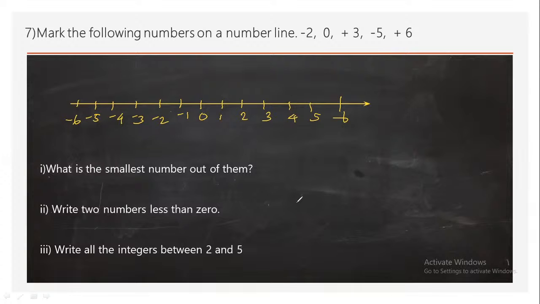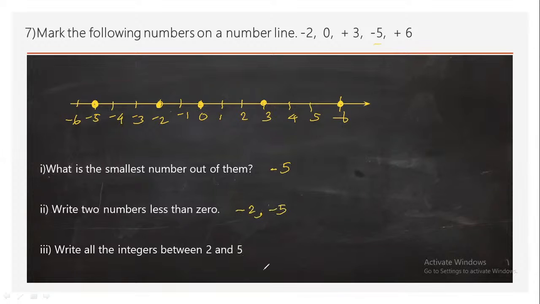So what are the numbers here? Minus 2 here. 0 we can mark. Plus 3, plus 6. These are the numbers. Minus 2 I have marked, 0, plus 3, minus 5 here. What is the smallest number out of them? Out of them, smallest number is minus 5. Write two numbers less than 0. Minus 2 and minus 5.